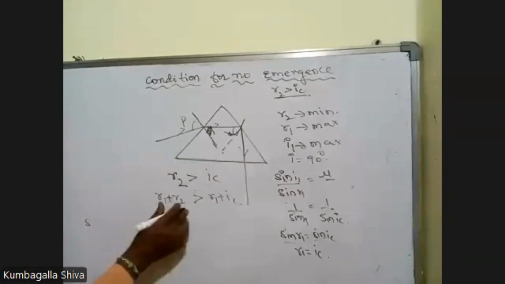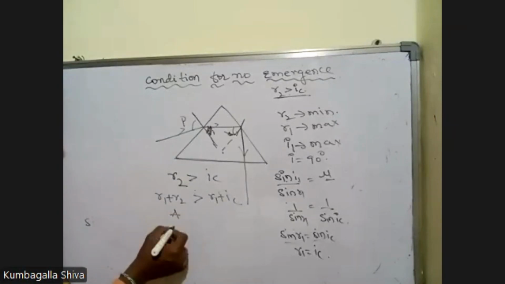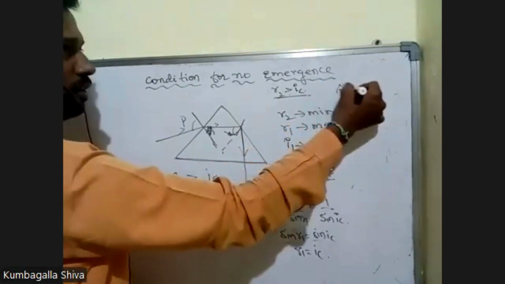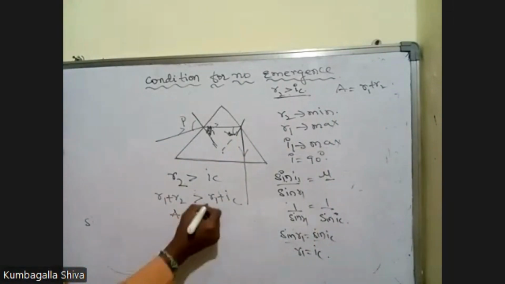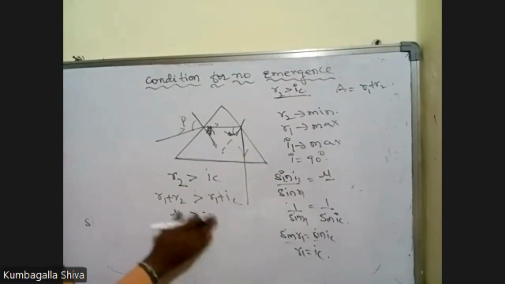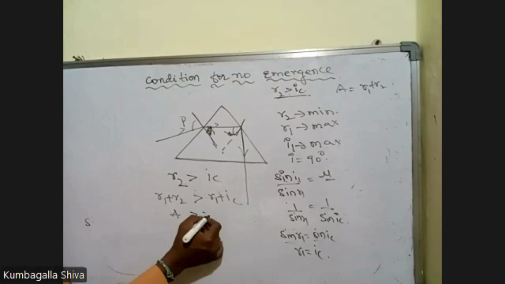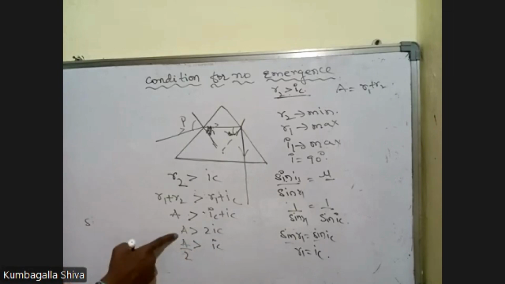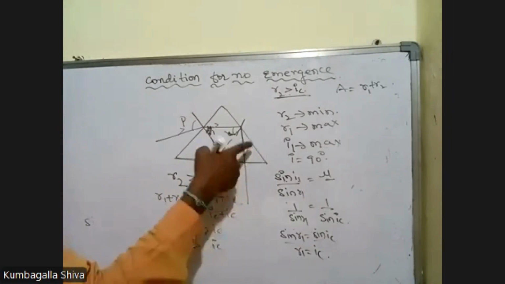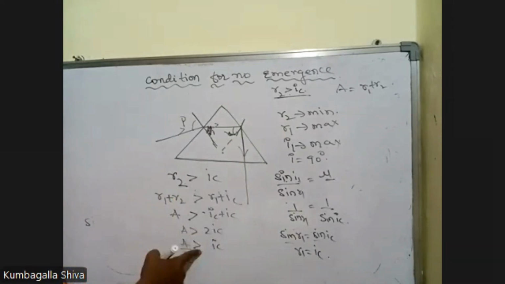So we have R1 plus R2, what is it? We know that A is equal to R1 plus R2, according to the mean deviation. So R1 can be written as IC, and R2 as IC, so A is equal to 2IC. So IC is equal to A by 2. Means it should be the angle of the prism. We should definitely take half in order to get total internal reflection in the prism: A by 2 should be greater than IC. For this condition only it will be okay.